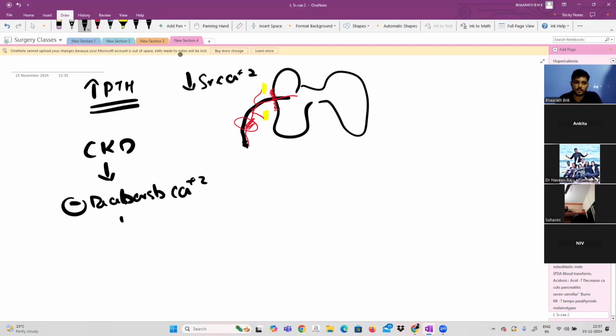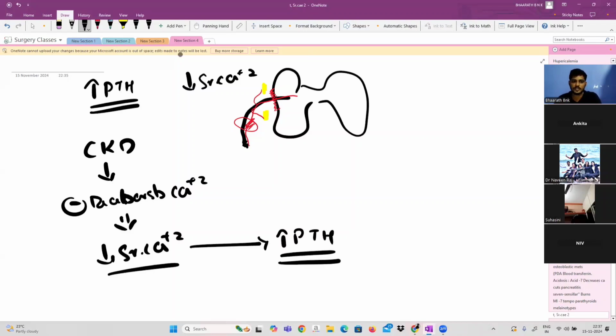Because it cannot reabsorb calcium, there is reduced serum calcium. Now, this reduced serum calcium will try to increase the parathyroid hormone levels, right? So that is why there is increased parathormone and reduced serum calcium. Now, this parathormone wants to act on the kidney and increase the reabsorption, which is not possible because the kidney is not functioning. So, as a result, the positive feedback keeps on increasing and parathormone increases.